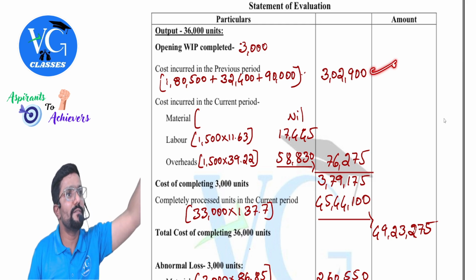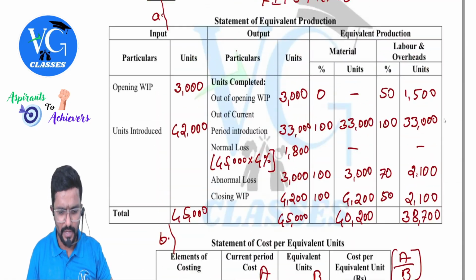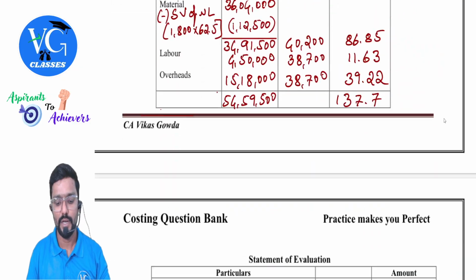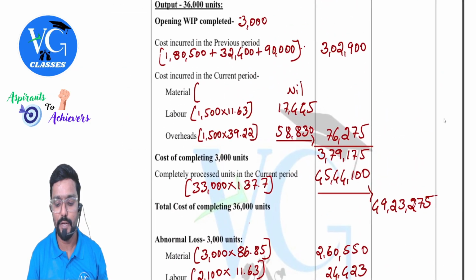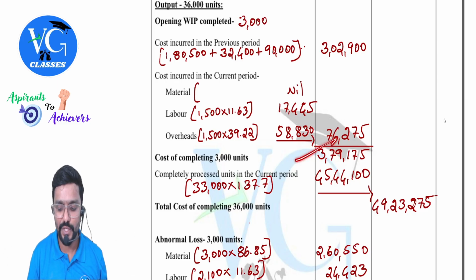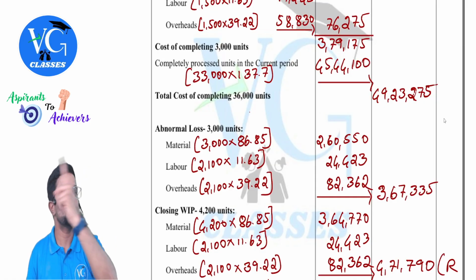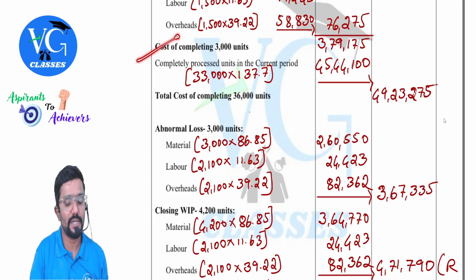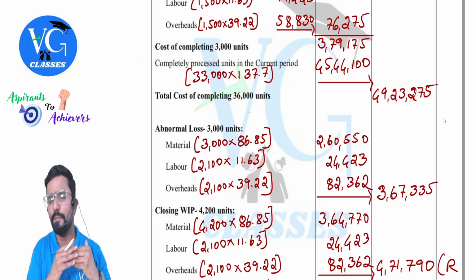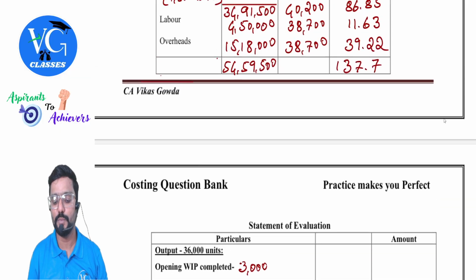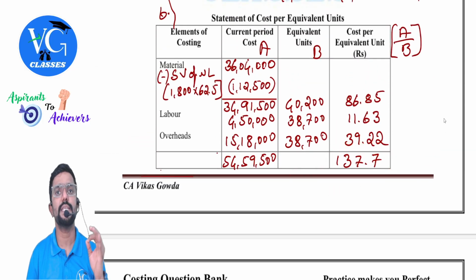This is the cost which was incurred on opening WAP in the last period. To complete how much work? 50% work. 100% with respect to material and for labor and overhead, 50%. Now, the remaining work is done in the current period, for which we have incurred a cost of how much? 76,275. Now, what is the total cost of 3,000 units? 379,175. What is the total output? 36. We have only got 3,000 cost. The remaining 33 is completely done in the current period. So 33,000 into the cost per equivalent unit. Total I will take 137.7.